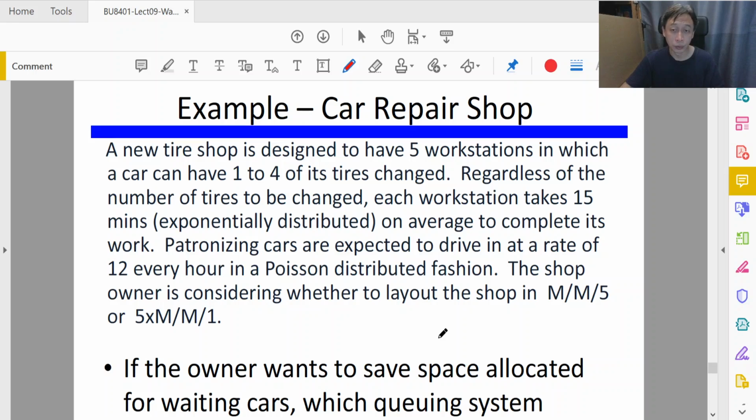And to drive home that message, we have a worked example here, to use the numbers to bring home the point. So here, as a design of the queue system, we have a new shop. So we need to think and plan. There are 5 workstations. We are planning to have 5 servers. It can change tires and all that in 15 minutes. So 4 cars per hour. No problem with that. Customers come in at a rate of 12 every hour. So that's our lambda. And the shop wonders which one is better, MM5 or 5 times MM1?